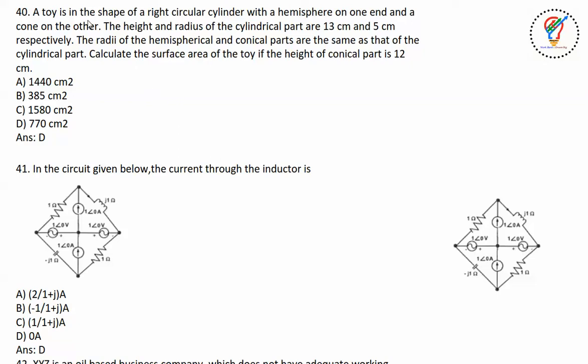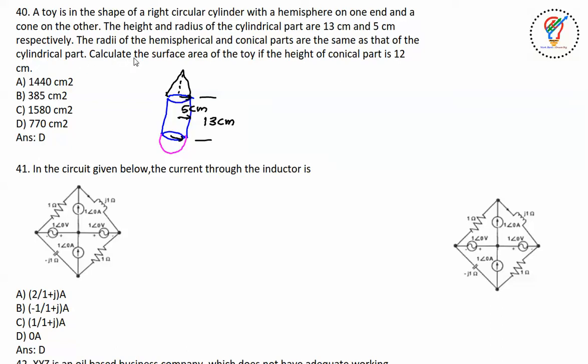Now here, a toy is in the shape of a right circular cylinder. So let me take a right circular cylinder like this, with a hemisphere on one end here, and a cone on the other end, like this. Now the height and radius of the cylinder: the height is 13 centimeters and the radius is 5 centimeters. The radius of the hemisphere and the conical part are the same, so 5 centimeters here also.